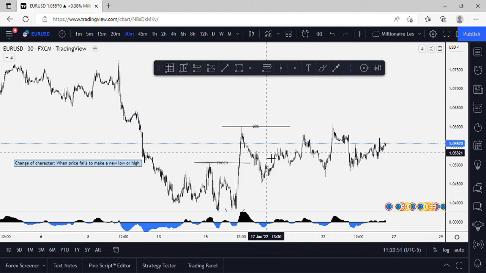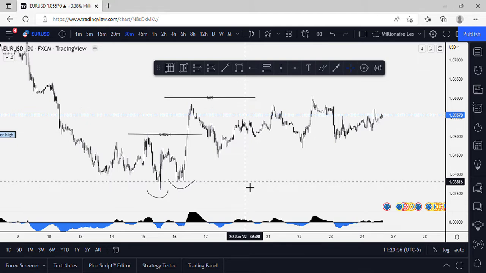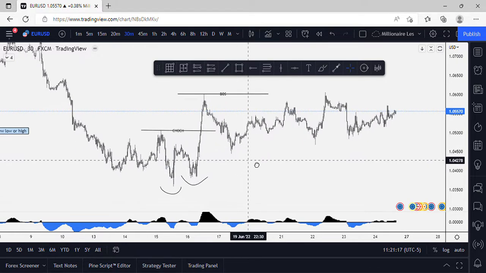Now, this is an entry model that I like to utilize: change of characters and breaks of structure. And since I'm only going to be trading EUR USD, I'm going to be implementing this a lot on every single time frame, mostly on the daily, 4 hour, 30-minute, and 15-minute. Those are the time frames that I really focus on in regards to change of characters and break of structure because I can get in and get out of quick scalps.